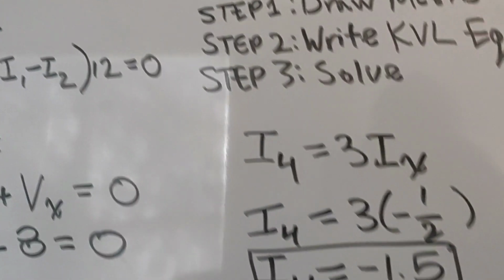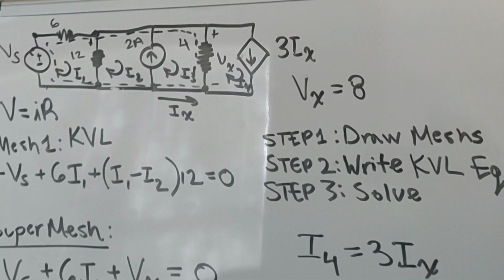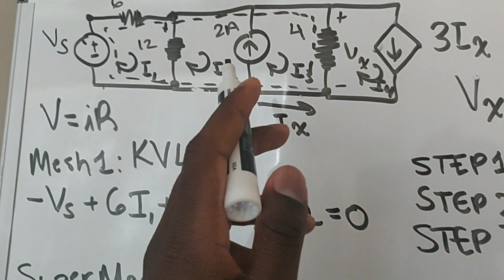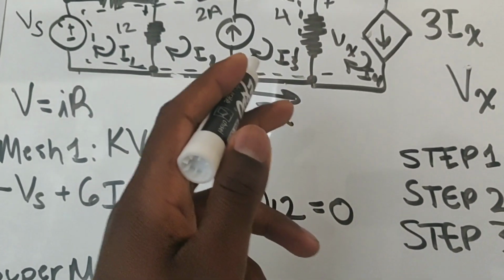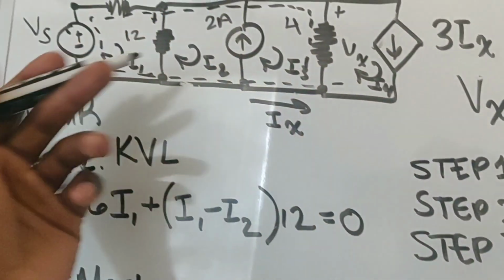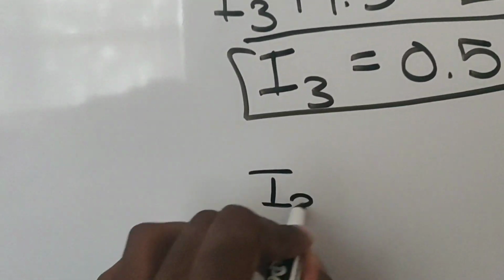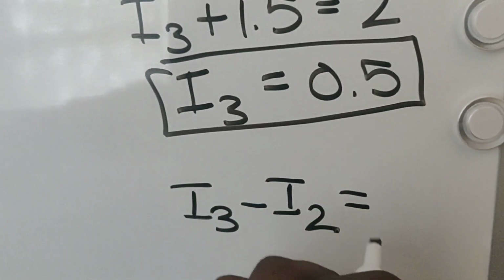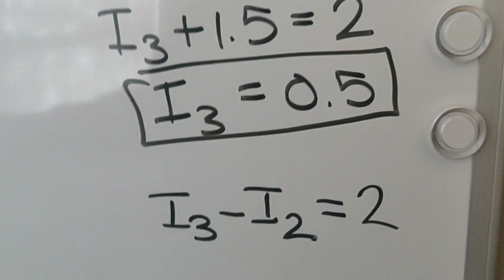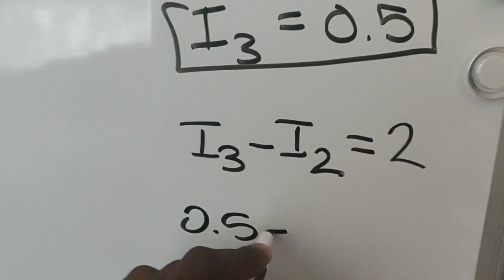So just like how we wrote an equation for our current in this branch, we can do that as well. We know that our current is coming up through this branch, so we want to start with I3, and I2 is fighting against it. So our equation is going to be I3 minus I2 is equal to 2 amps, right? And we know what I3 is. I3 is 0.5, so let's go ahead and set that.